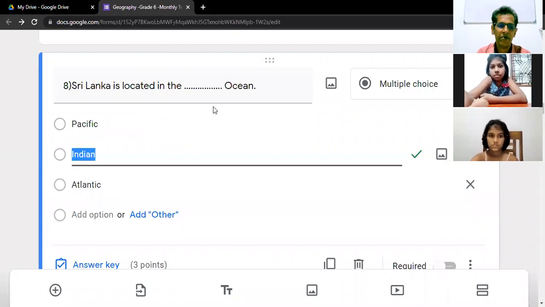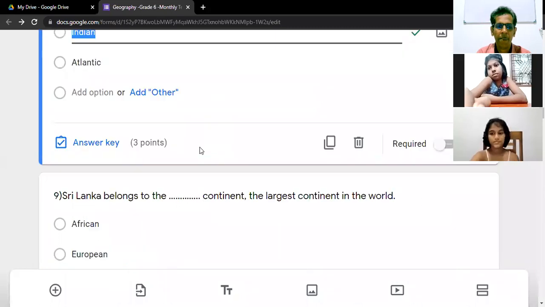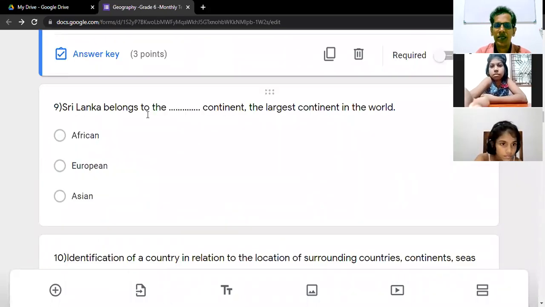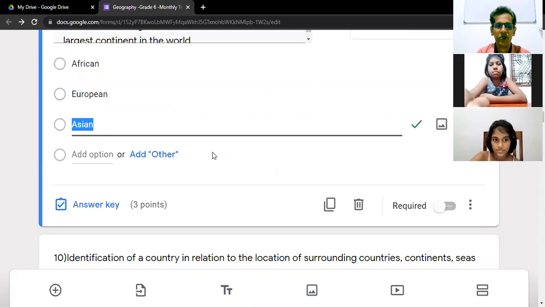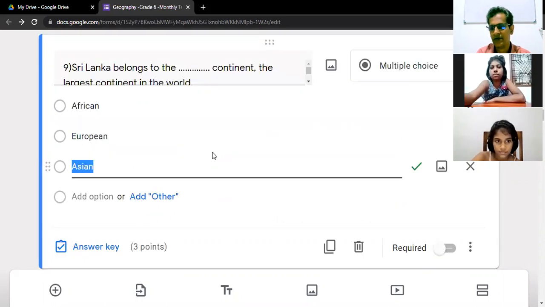Japanese islands are in the Pacific. Cuba in the Atlantic Ocean. Sri Lanka belongs to the continent, the largest continent in the world. Asian continent. Yes. Sri Lanka belongs to the continent of Asia. Right. Madagascar belongs to the continent of Africa. Right.